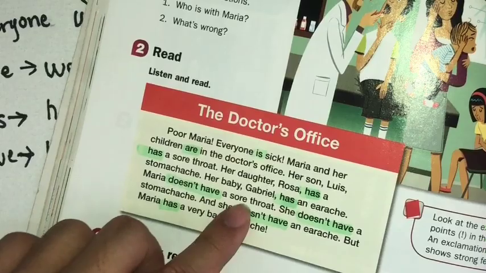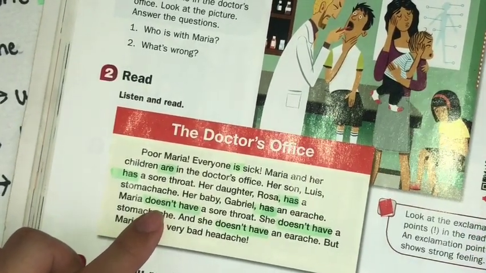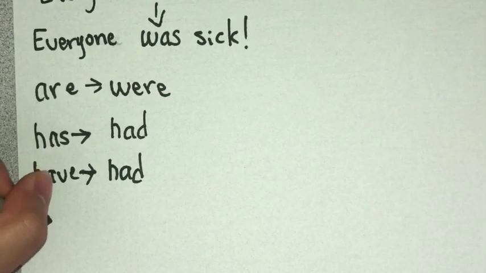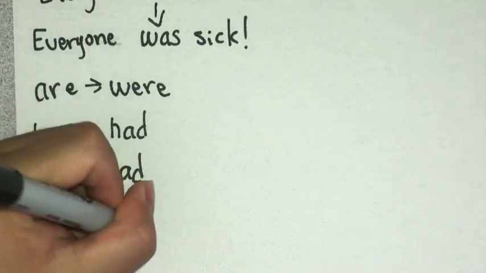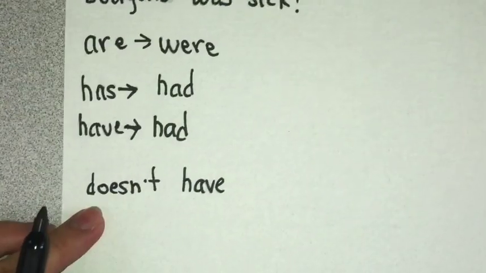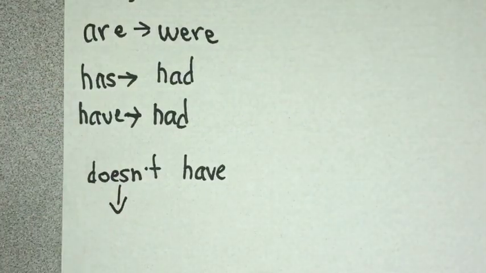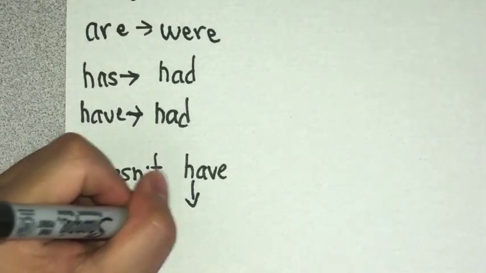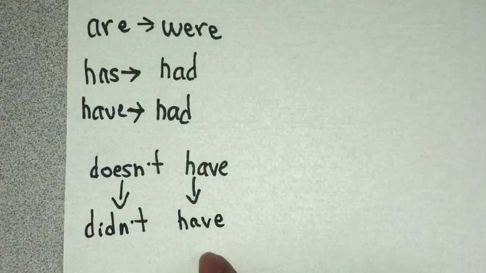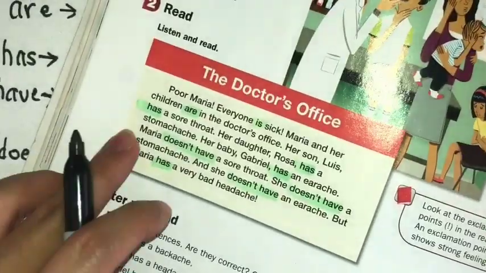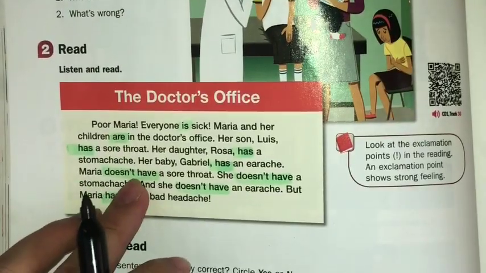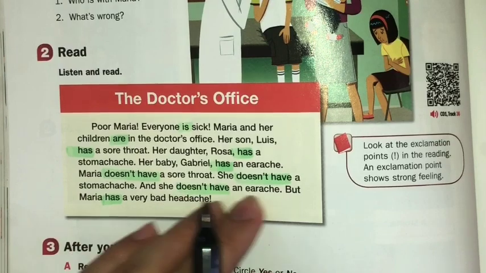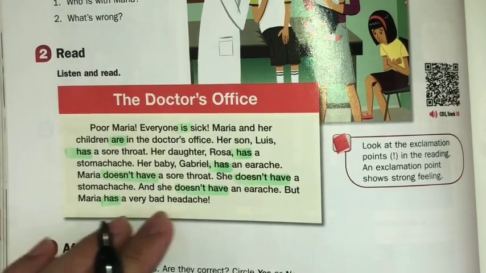Maria doesn't have a sore throat. This sentence is negative. We know because we have the word doesn't. So we know when we have a negative word, we only change the word doesn't to didn't. The verb after doesn't stays the same. So we still say have. Didn't have. Maria didn't have a sore throat. She didn't have a stomach ache. And she didn't have an earache. But Maria had a very bad headache.